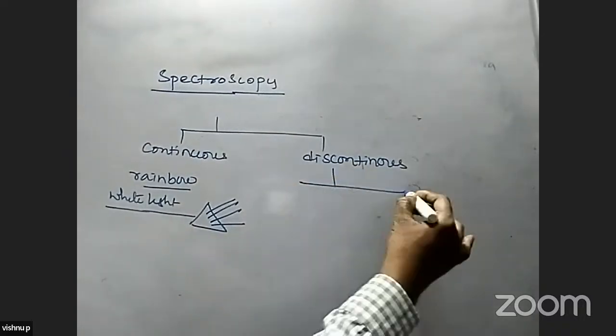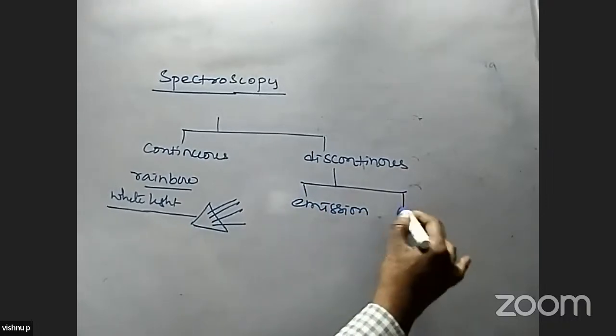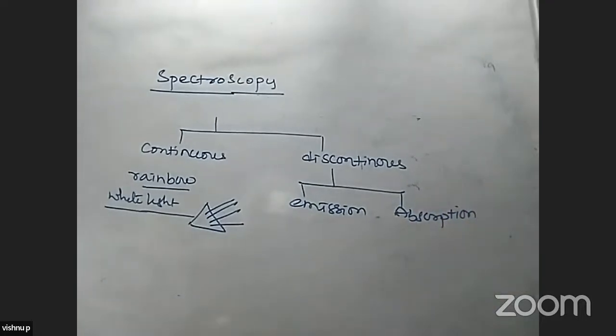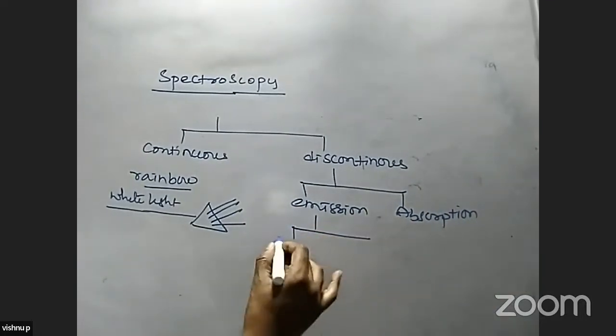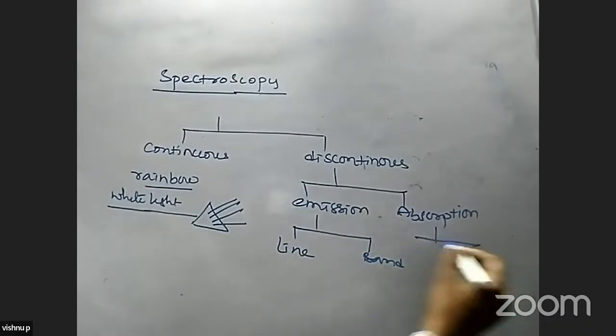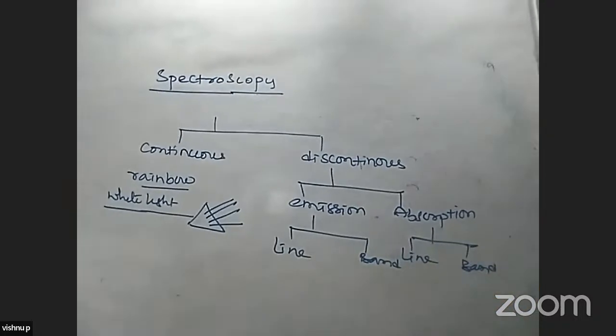This spectra is again divided into two types. One is called the emission spectra, and the second is called the absorption spectra. Emission spectra are again divided into two types, that is line spectra and band spectra.